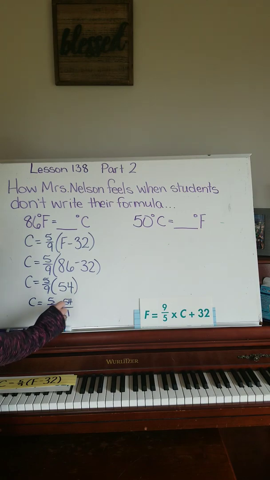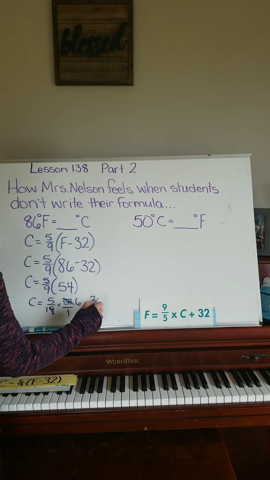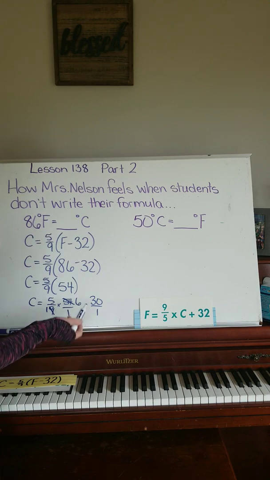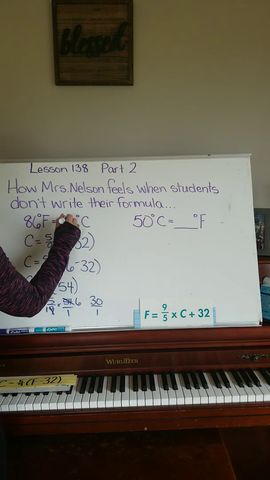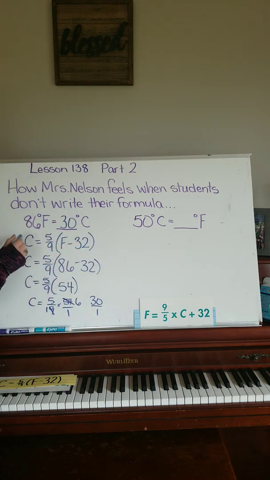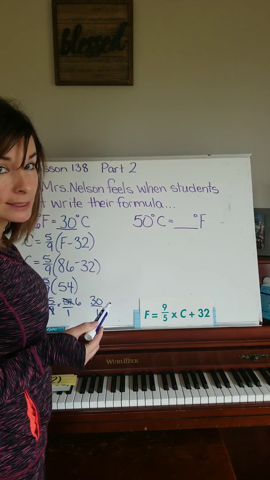Let's cross cancel if we can. Nothing here but here, 9 and 54. How many times does 9 go into 54? 6. Multiply across. 5 times 6 is 30, over 1, or just 30. So 30 goes up in your blank. Mrs. Nelson, you're telling me I have to have 1, 2, 3, 4 lines of work underneath these? Yes. And line 1 is your formula, always.